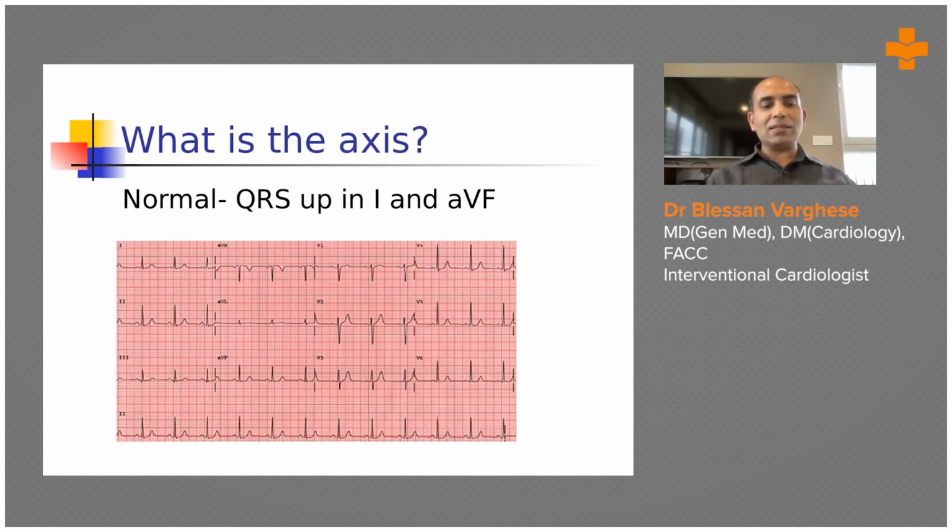So you can see that this ECG is very well a normal axis. Leads 1, 2 and AVF are, I mean positive, so it's a normal axis.